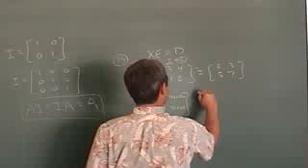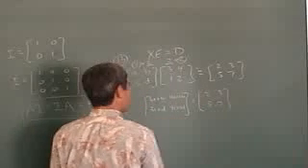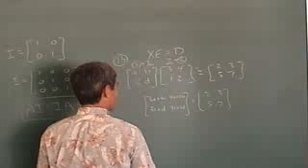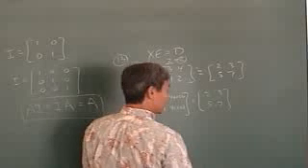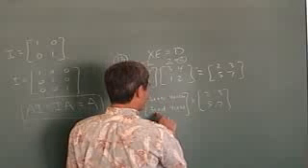And that has to equal this, 2, 3, 5, 7. And the only way the two matrices can be equal is what? The corresponding elements have to be equal. So in other words, this has to equal 2, that has to equal 3, this has to equal 5, and that has to equal 7.